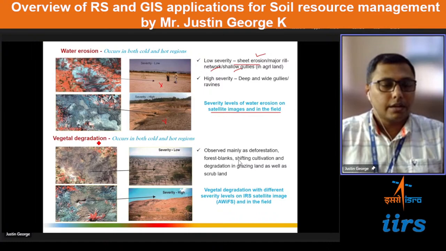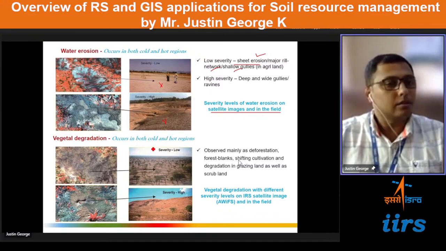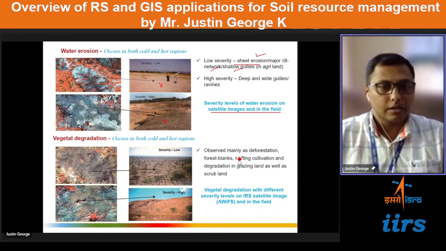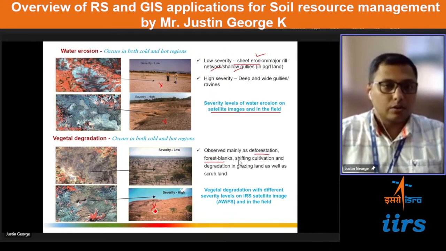Then comes the vegetal degradation, how it looks. It also occurs in both hot as well as cold climate. It is mainly observed as deforestation, forest blanks, and shifting cultivation. So this is how the vegetal degradation with different severity levels occurs in AWiFS data of around 56 meter spatial resolution, and how a similar area looks in the field.